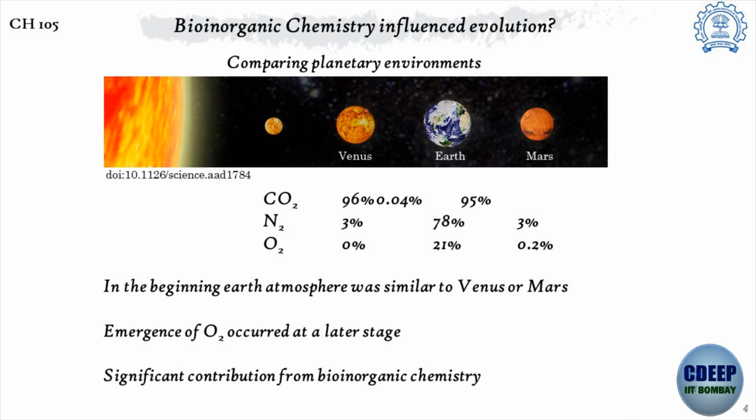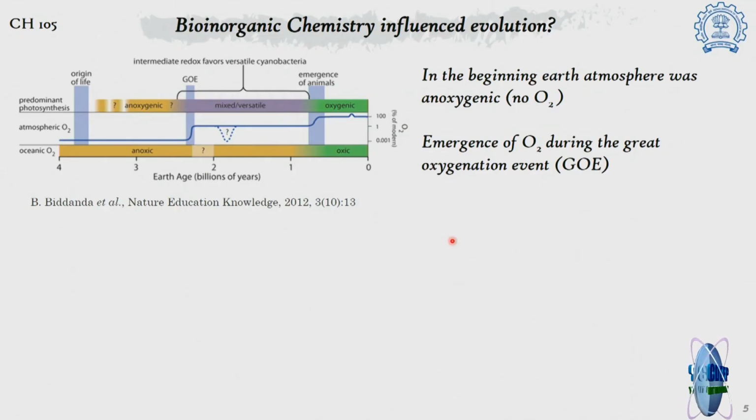But then the biology, especially through bioinorganic chemistry, effected a change in the overall atmosphere and made it the oxygenic atmosphere around the world that we see today. So let's take a look at how it happens. Different geological studies have been done to find out the level of oxygen over the years.